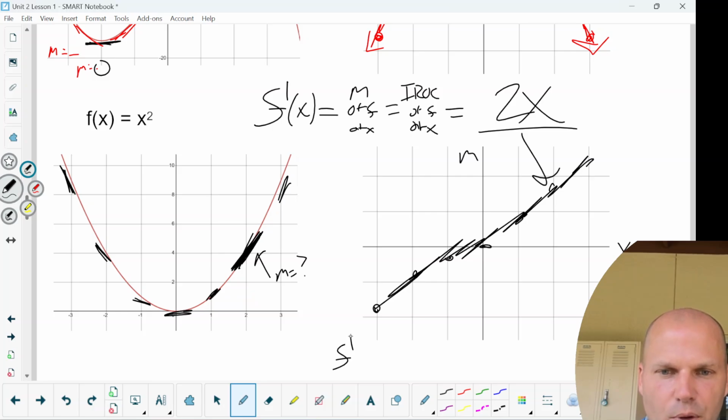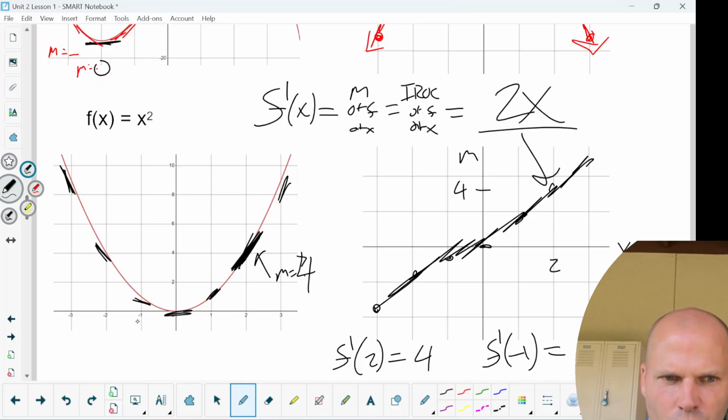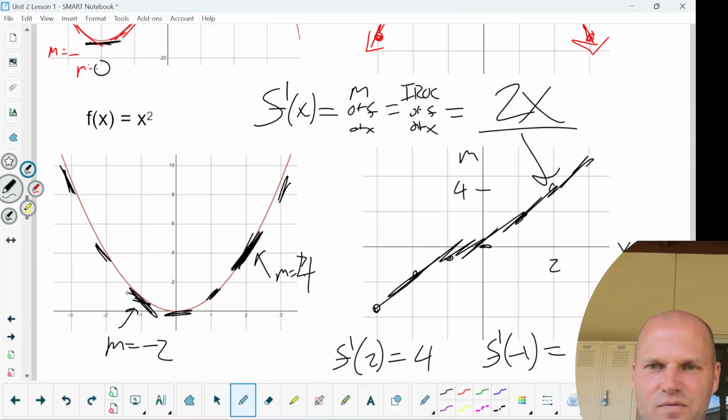Let's find the slope of f at 2. 4. This is the point (2, 4). This is a slope of 4. What is the slope of f at -1? -2. Well, this slope here at -1 is -2.